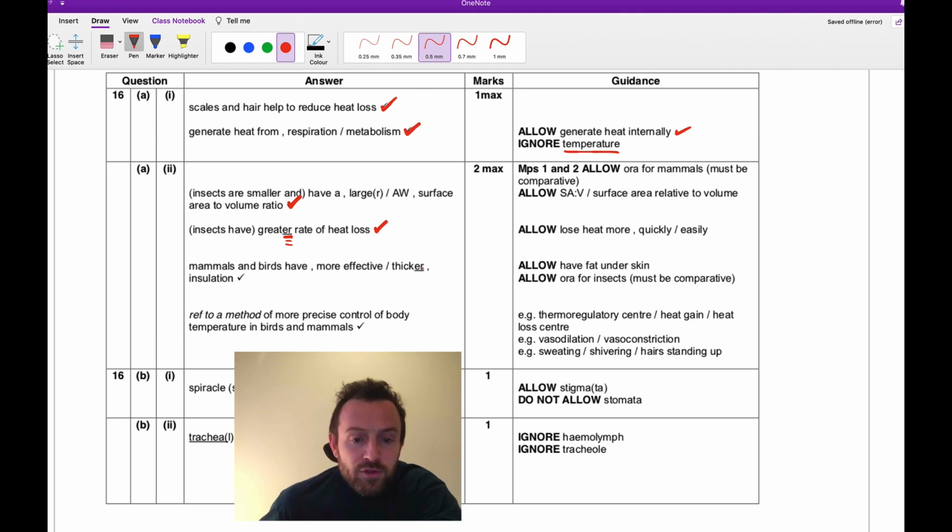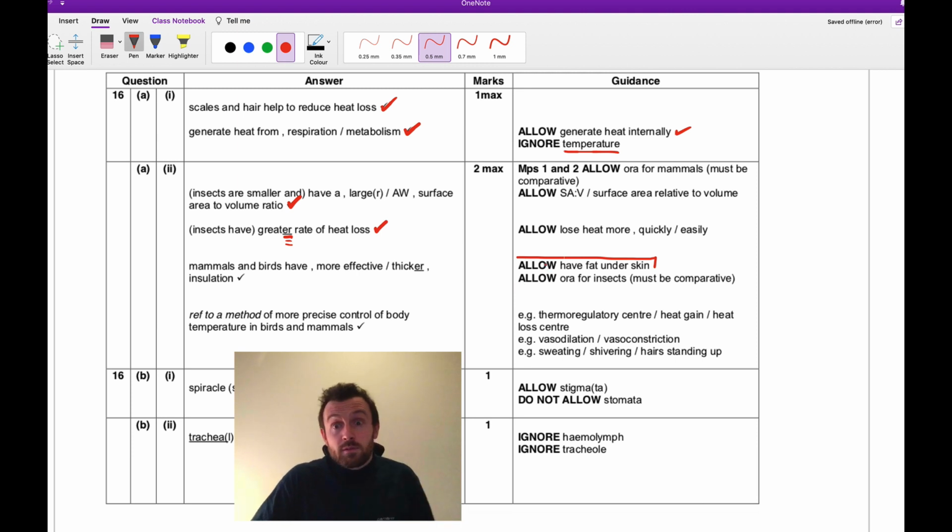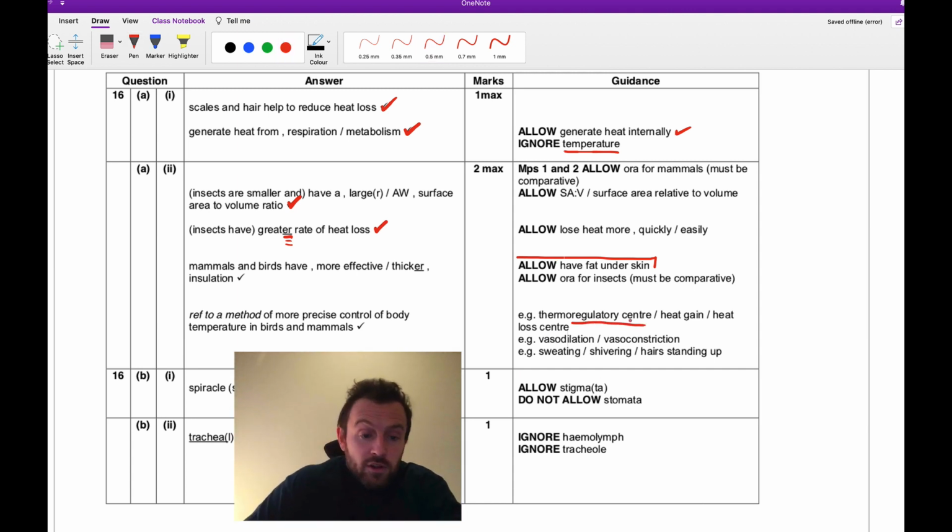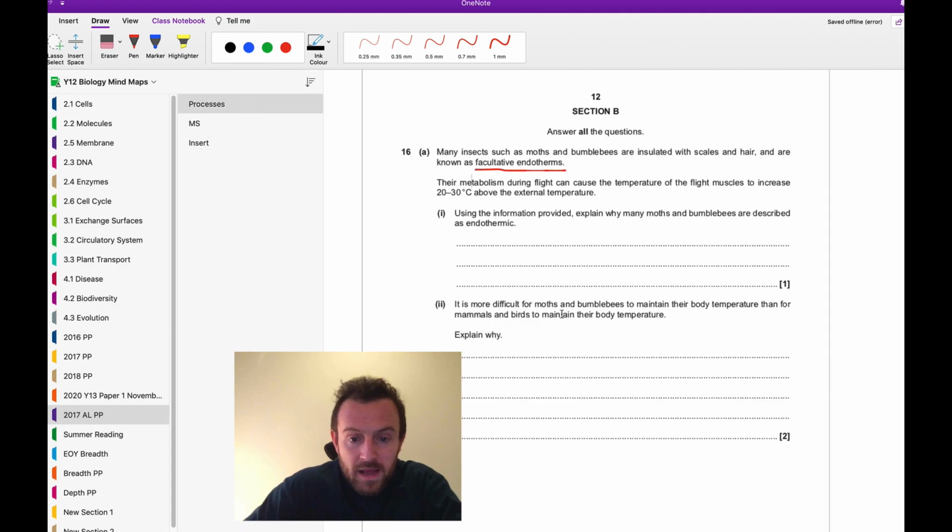Mammals and birds have thicker insulation. I could have talked about this. So fat under skin. I was thinking about that. Mammals have fat under skin and birds have just a thick layer of... They also have fat under the skin as well, both mammals and birds actually. Reference to method of more precise control of body temperature in birds and mammals, for example, thermoregulatory center. So anything you knew about the mechanism of control of endotherms you could have brought into that question. Okay, on to the next bit.